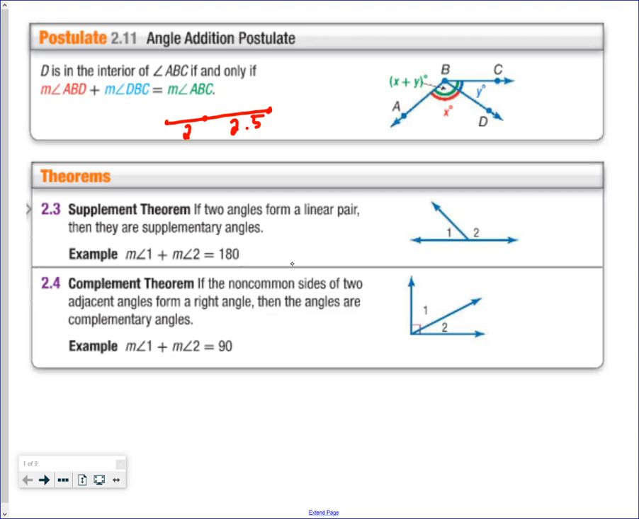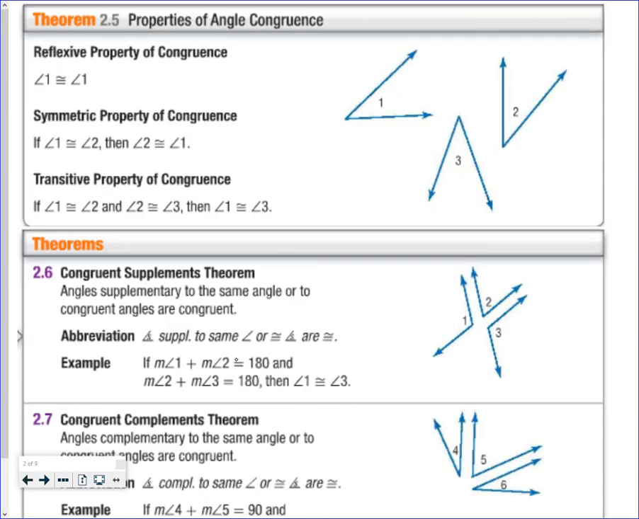Complement theorem, something about what? 90, right? Complementary is 90. If the non-common sides of two adjacent angles form a right angle, then the angles are complementary angles. They're saying angle 1 and angle 2 make a right angle together, so they're complementary. Measure of angle 1 plus measure of angle 2 is 90. Not new. Everybody okay? Okay.